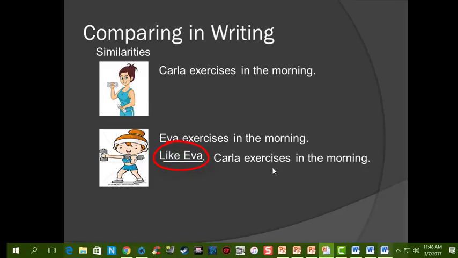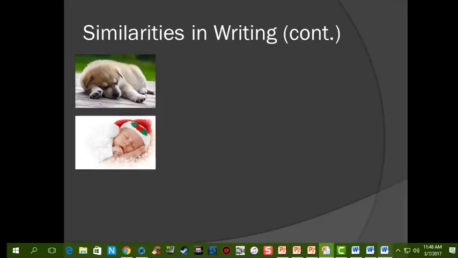Carla exercises in the morning. So I start with one sentence. Carla exercises in the morning. Then I add like and the name of the person. Like Eva, like me, like John, like Mary, Carla exercises in the morning. So that means both people exercise in the morning. Okay? Now let's take a look at an example.